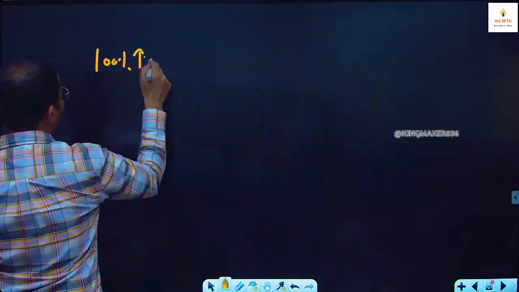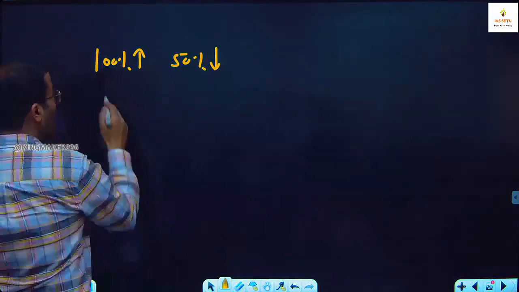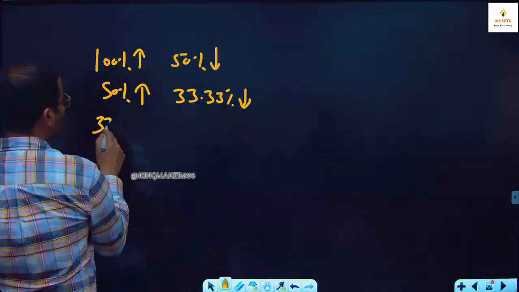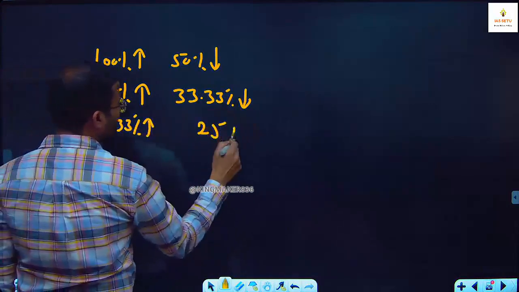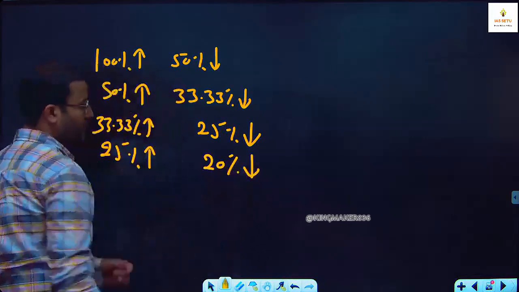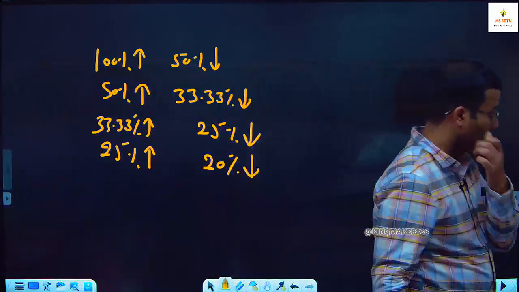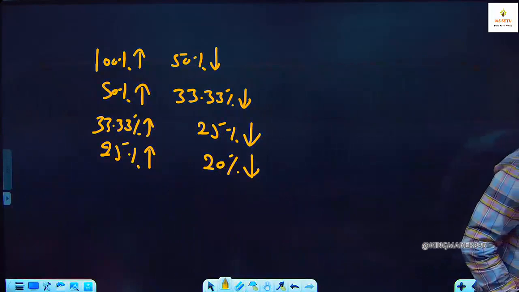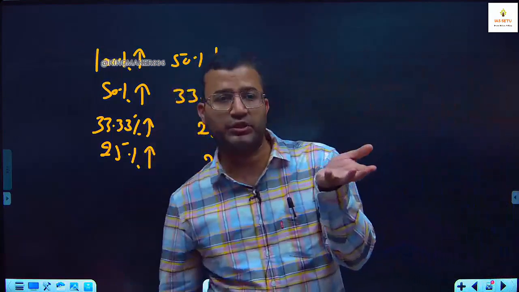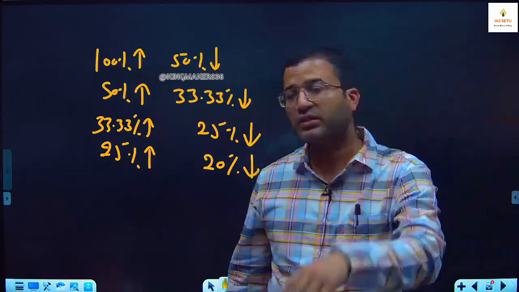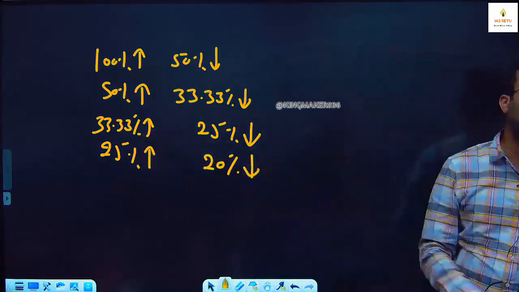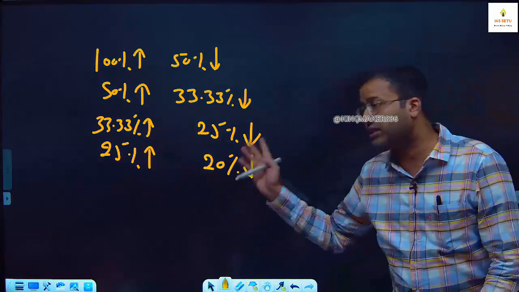अब देखो जो मैंने यहाँ वैल्यू लिखी है सारी. I write: 100% increase compensated by 50% decrease, 50% increase compensated by 33.33% decrease, 33.33% increase compensated by 25% decrease, 25% increase compensated by 20% decrease. 100% की वैल्यू 50% से कंपनसेट होती है, 50% इंक्रीज 33.33% डिक्रीज से कंपनसेट होती है, 33.33% इंक्रीज कंपनसेटेड बाय 25% डिक्रीज, और 25% इंक्रीज कंपनसेटेड बाय 20% डिक्रीज.